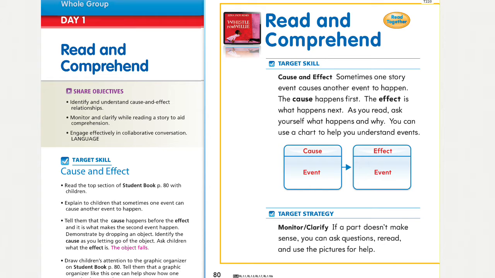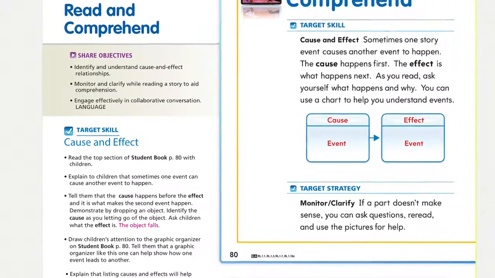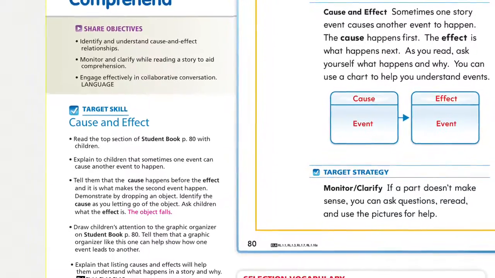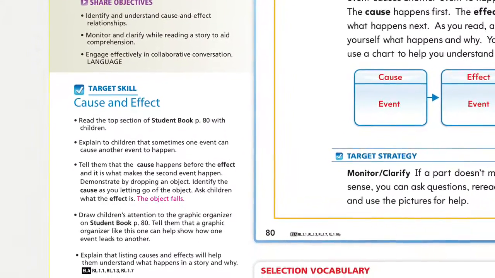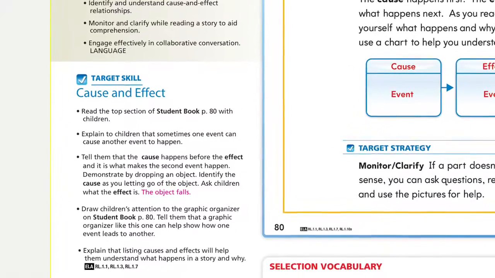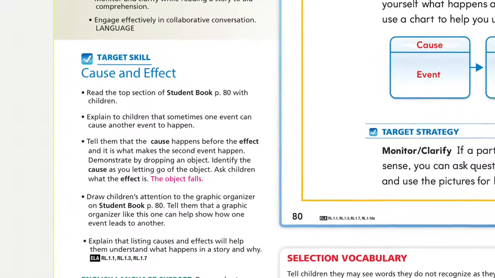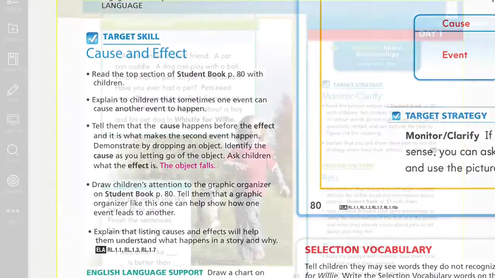In our anchor text this week, Whistle for Willie, our target skill will be cause and effect. Sometimes one story event causes another event to happen. The cause happens first, and the effect is what happens next. As you read, ask yourself what happens and why. You can use a chart to help you understand events. For example, if I drop something, letting the object go is the cause, and the effect is the object falling.